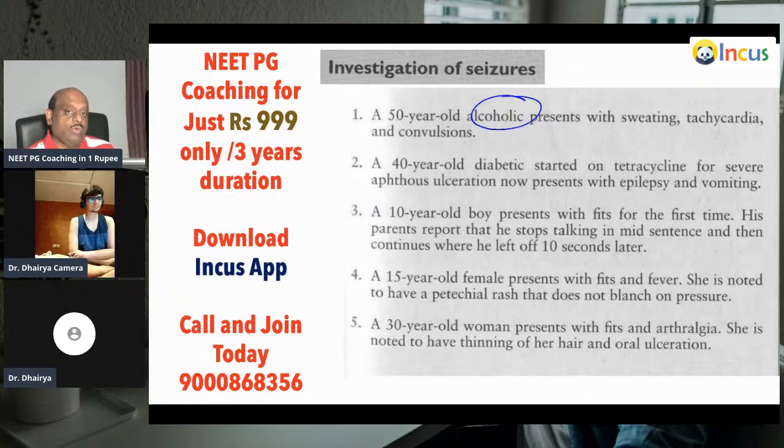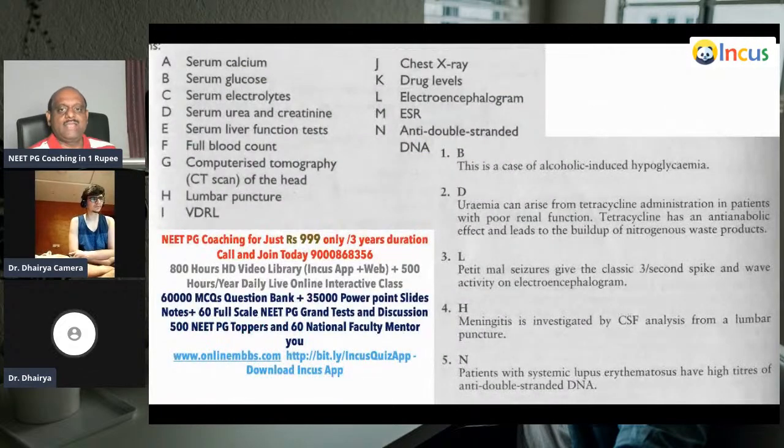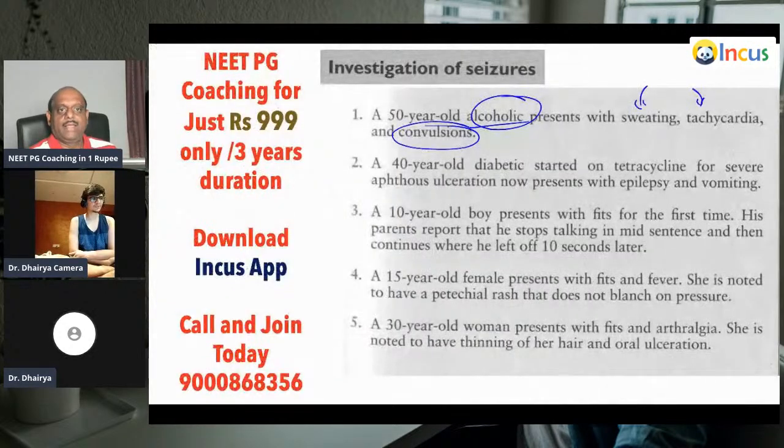Now, a 50-year-old alcoholic presents with sweating, tachycardia, and convulsions. So, how do you want to investigate the seizures? So now this patient who has come with sweating, tachycardia, and convulsions, and is an alcoholic. Two things come to mind. One is hypoglycemia, and the other is delirium tremens. If this patient has recently had alcohol, then he is in hypoglycemia. If the patient has not had alcohol, then he is in delirium tremens. Have to evaluate for both.